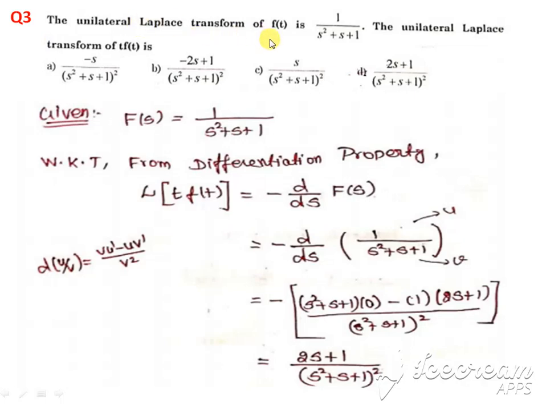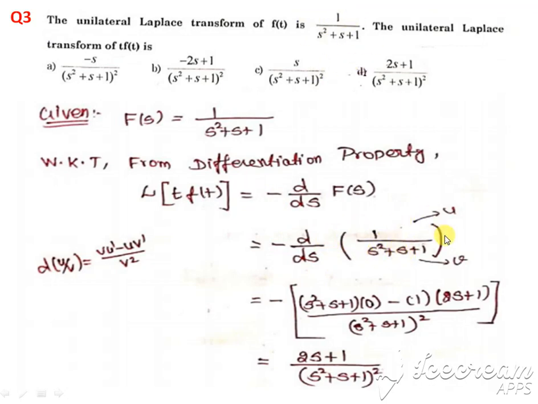The unilateral Laplace transform of f(t) is 1 by s squared plus s plus 1. The unilateral Laplace transform of t into f(t) is, the options are given. So already we know we need to find the Laplace transform of t into f(t). We know the differentiation property: Laplace transform of t into f(t) is equal to minus d by ds of F(s). This F(s) value is already given. That means the Laplace transform of f(t) is given. So we need to differentiate this function with respect to s and multiply by a negative sign. So minus d by ds of this function.